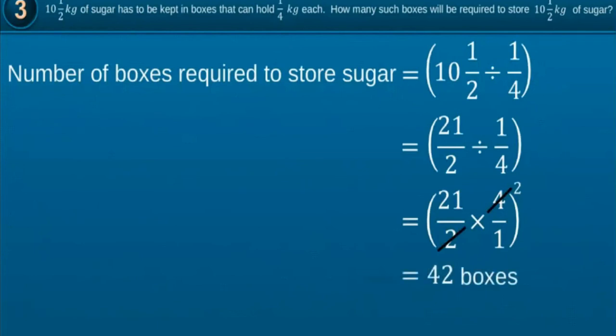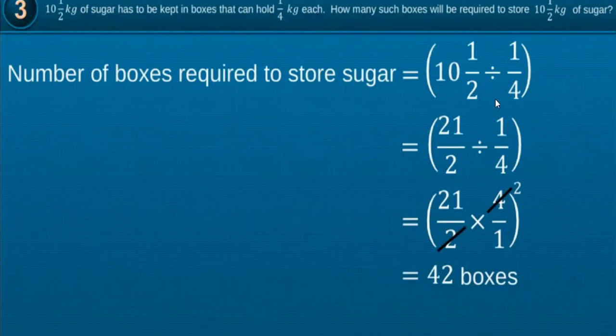Okay, so what is happening here? Here we have 10.5 kgs of sugar. We have to transfer it into boxes. Each box holds 1/4. 10.5 kgs of sugar is there, and you have to keep this sugar in boxes. A box holds 1/4 kg.